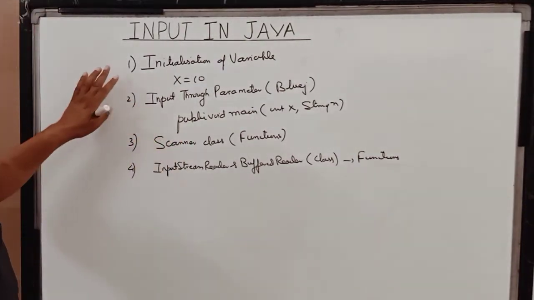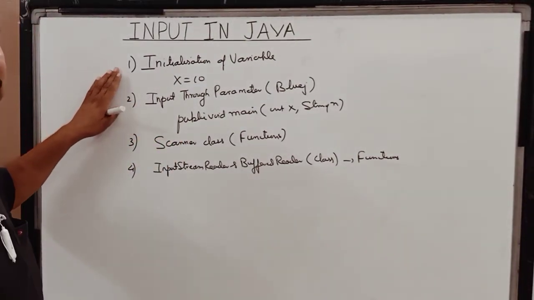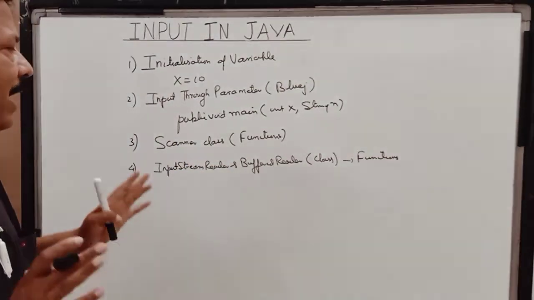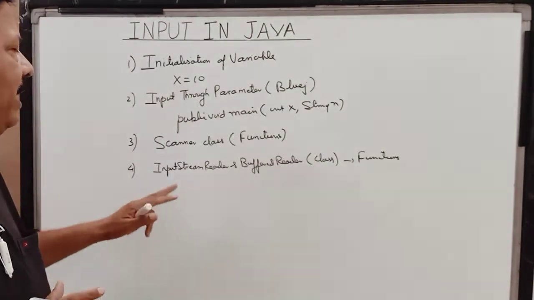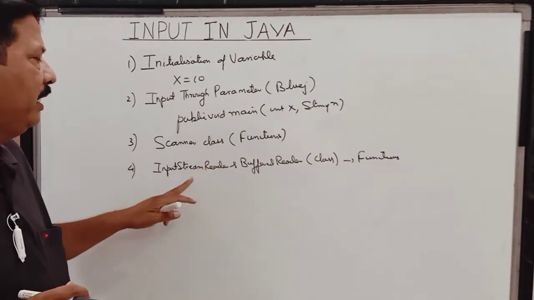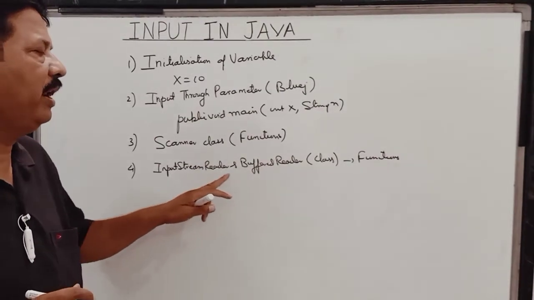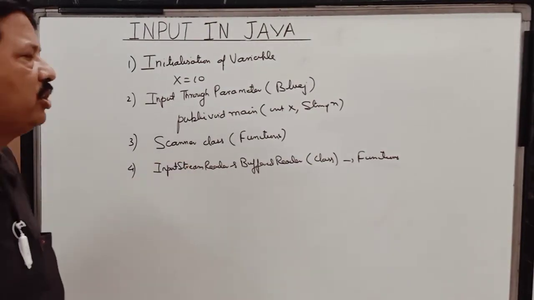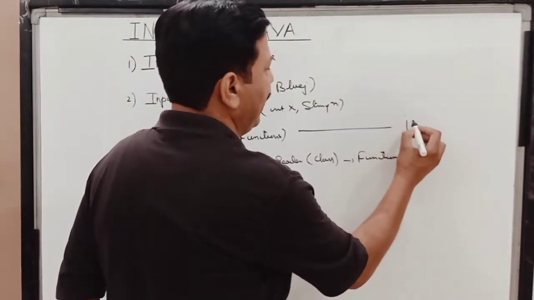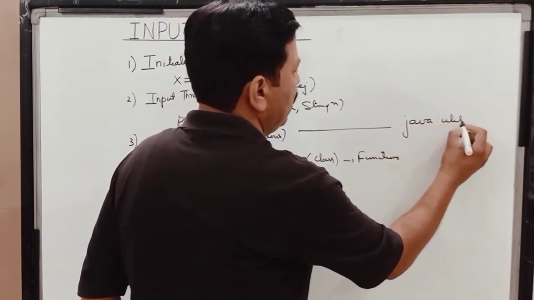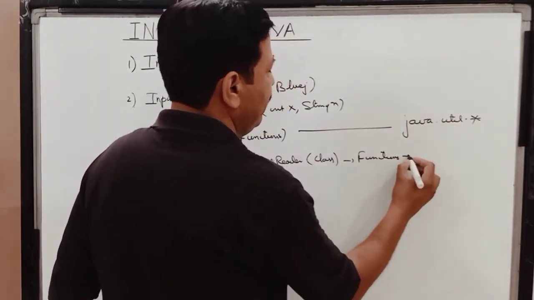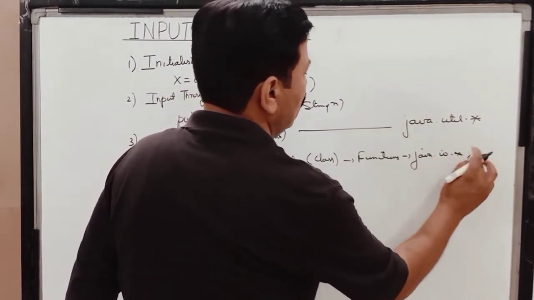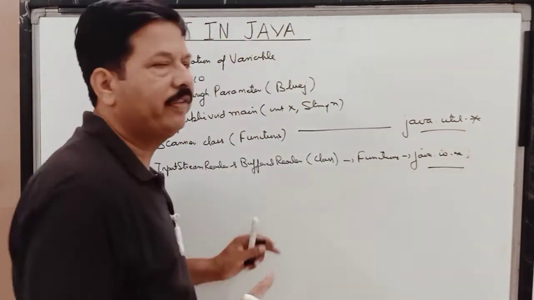So children, these two steps through which we have entered values earlier are not the real steps to enter value in the computer. The values in the computer can be entered only through the scanner class, and it can be entered by the input stream reader and buffered reader class. But children, these classes are available to us in different packages. The scanner class is available in a package called java.util.*, and the buffered reader classes are available in a package called java.io.*. So these are the packages in which these classes are.